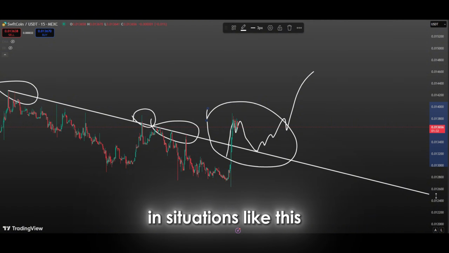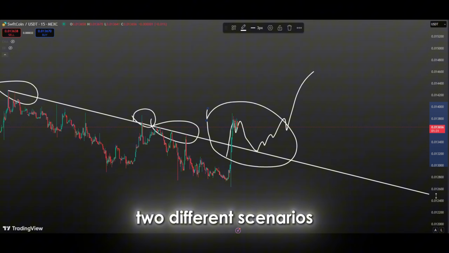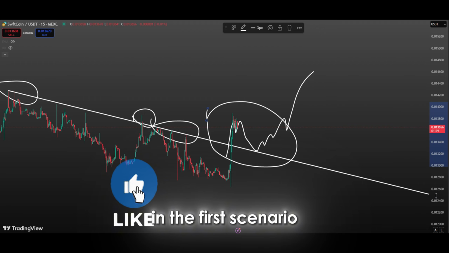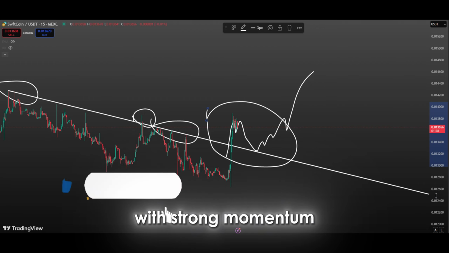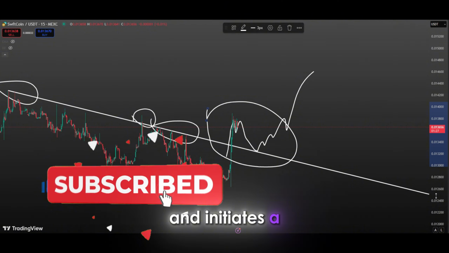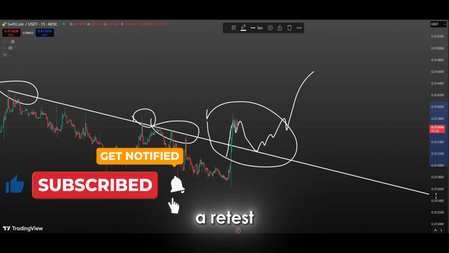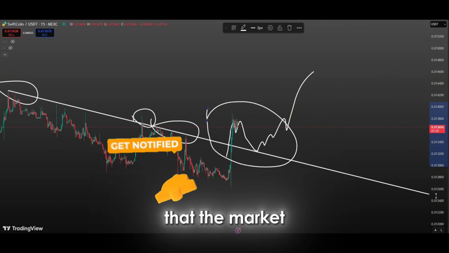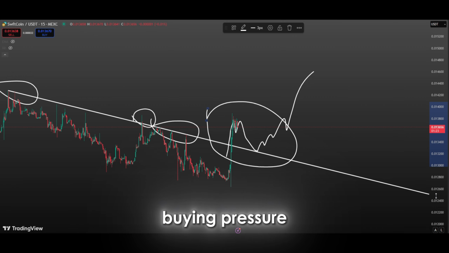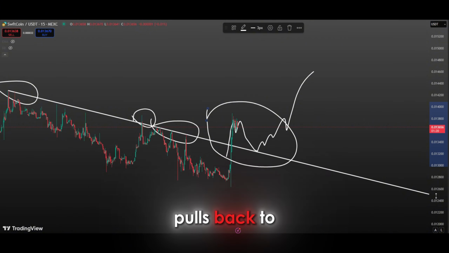In situations like this, we can consider two different scenarios. In the first scenario, the price continues with strong momentum after the breakout and initiates a major rally without a retest. This suggests that the market is under heavy buying pressure and that buyers are acting quickly. In the second scenario, the price moves upward for a while, but eventually pulls back to the previously broken trend line, tests it, and then resumes the upward move.